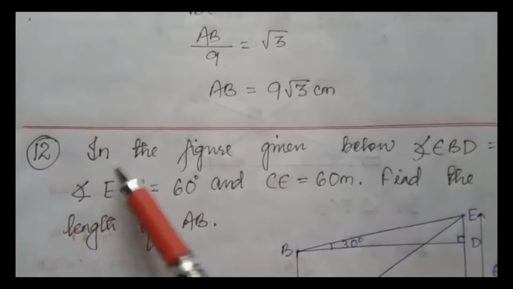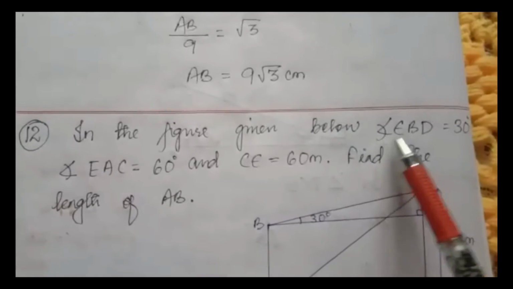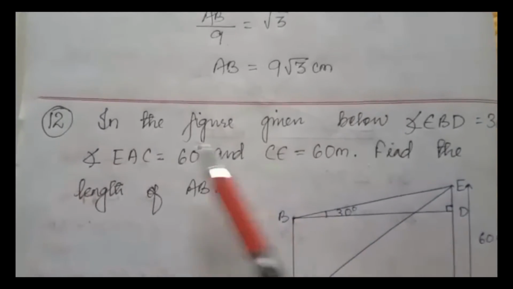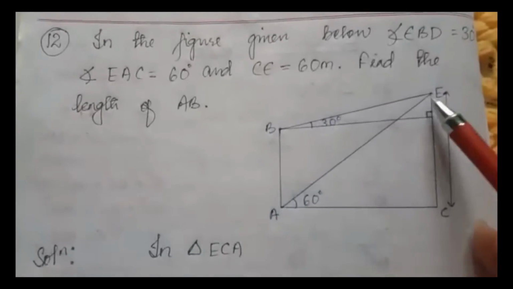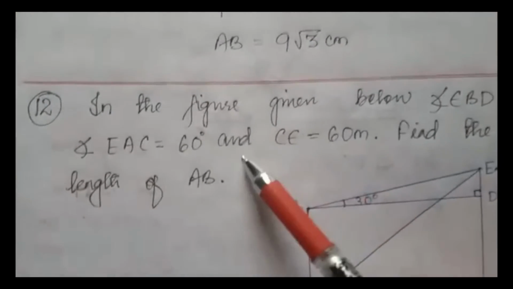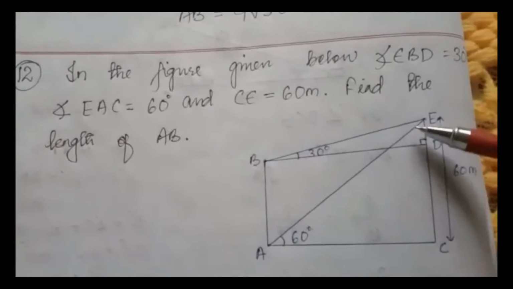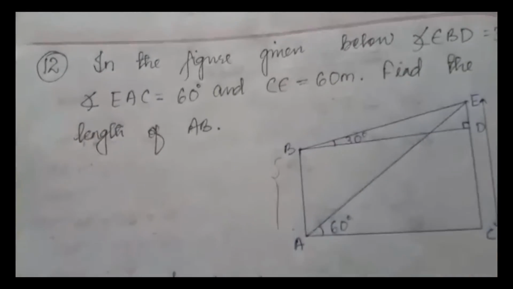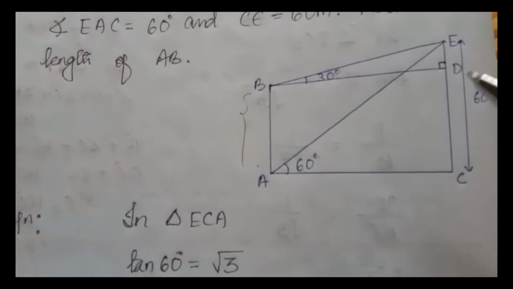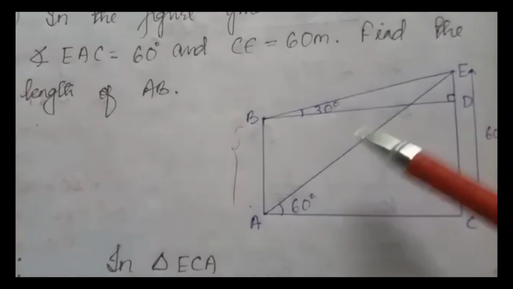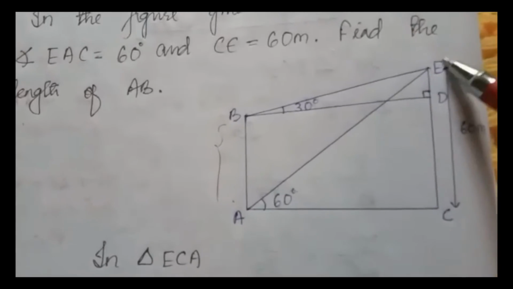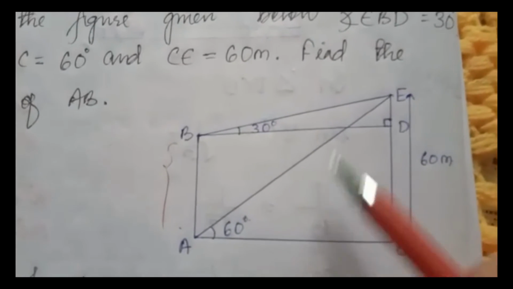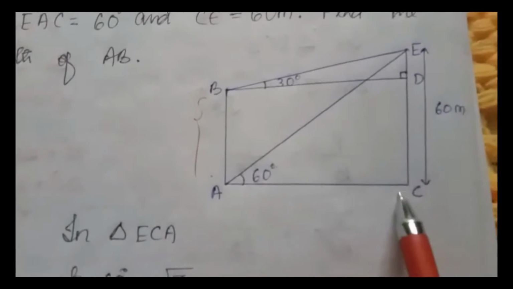Now question number 12. In the figure given below, angle EBD is equal to 30 degrees, angle EAC is 60 degrees, and CE is equal to 60 meters. Find the length of AB. You have to find this length. Again here we have two right angle triangles, one is ECA, another is EDB. So first we will take this greater triangle and find this base.